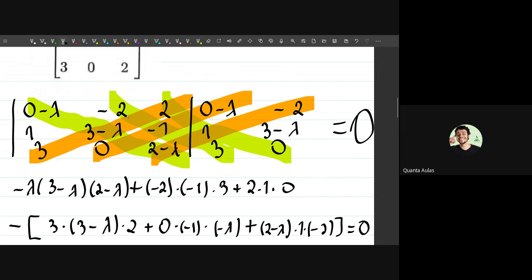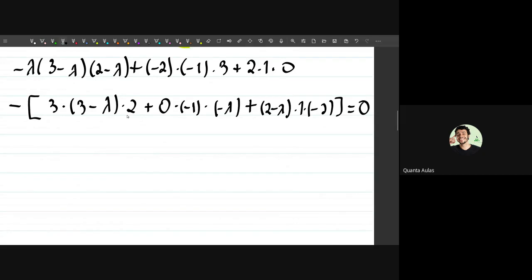Everything equals 0, right? So we need to do these multiplications. This is very boring, but it's necessary, right? So I will do this here. First, I need to do this distributive property. Very boring, but okay. We have 6 minus 3 lambda minus 2 lambda squared.